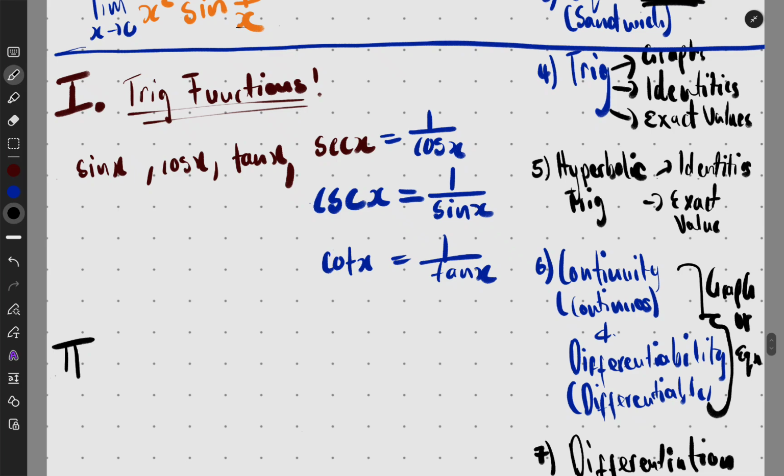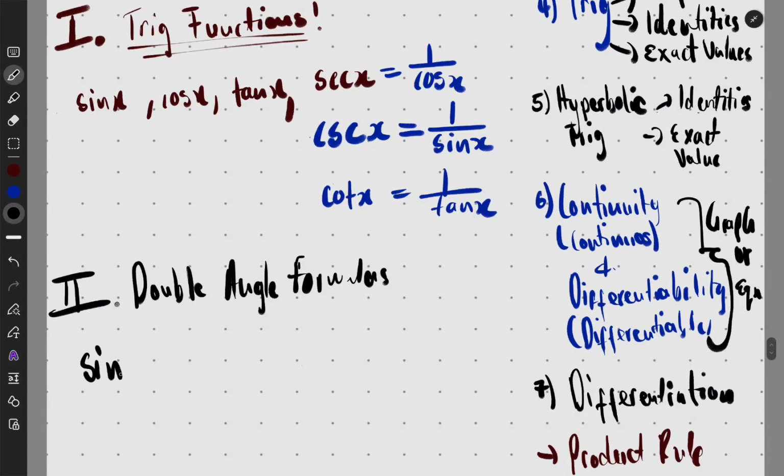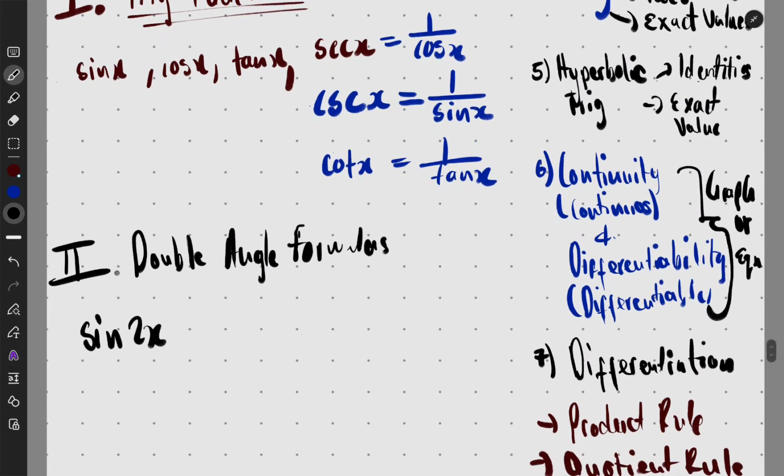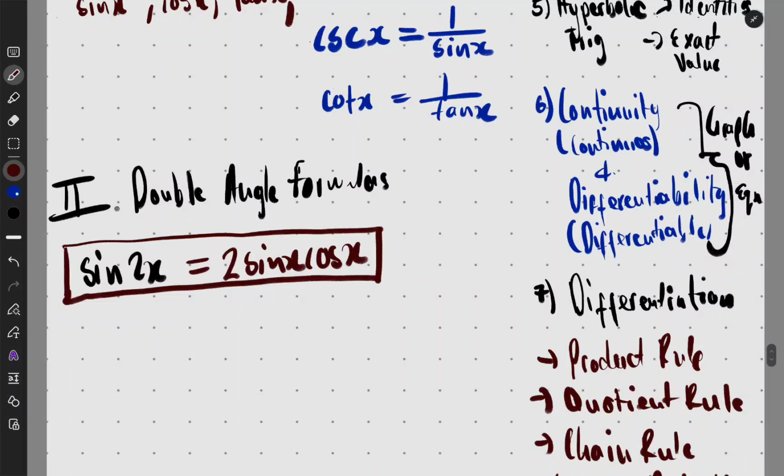Then the second thing to know is going to be the double angle formulas. What are they? First one is sine 2x. You only need to know them for sine and for cos. So sine 2x is going to be 2 sine x cos x, okay? This is the sine 2x. What is sine 2x? It is 2 sine x cos x, right?